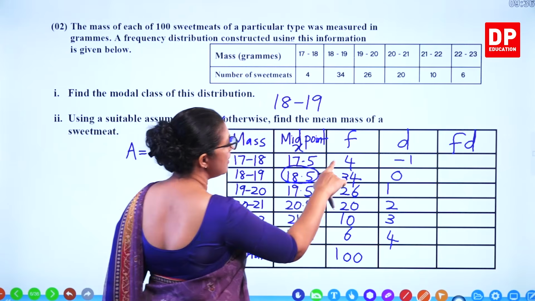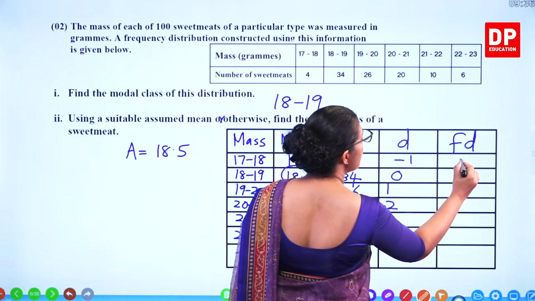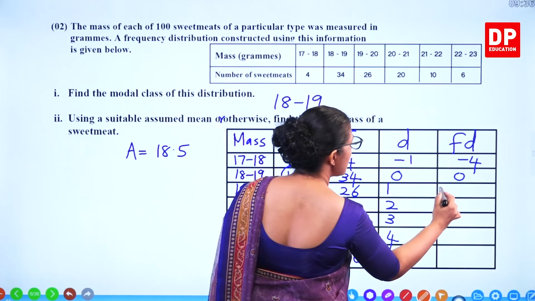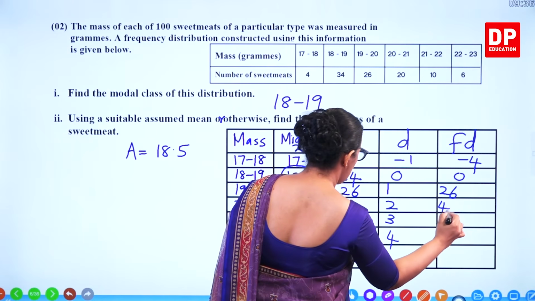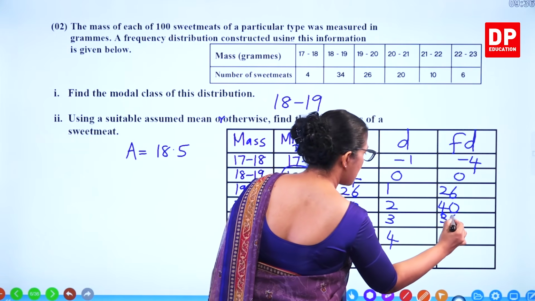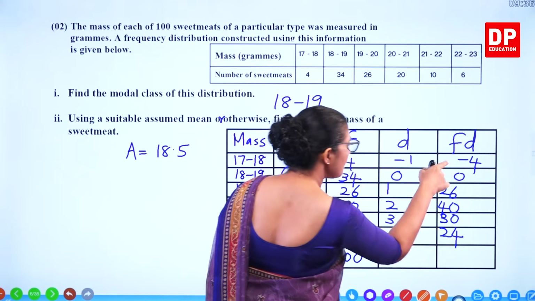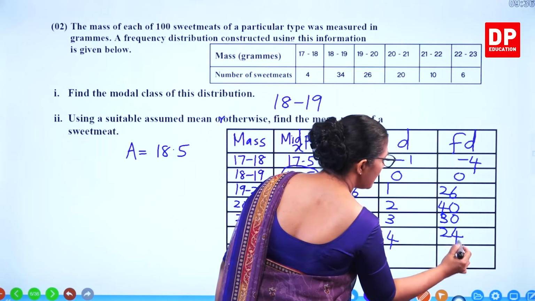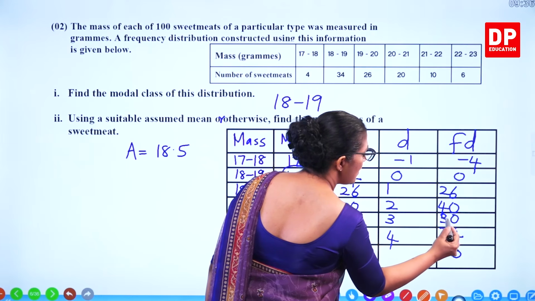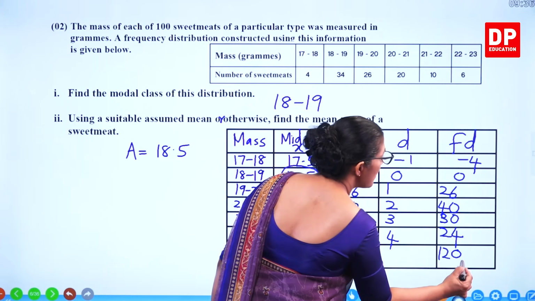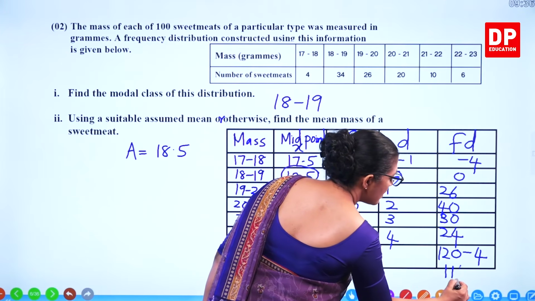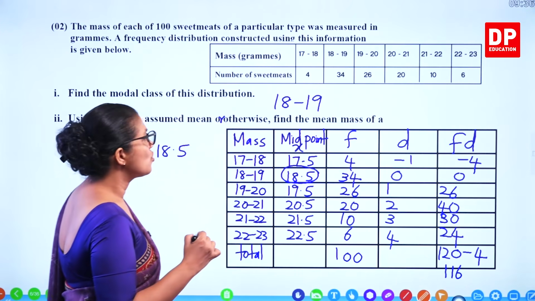Now multiply. 4 times minus 1, minus 4. 0. 26. 40. 30. 24. And find out the positive values. So 10, 3, 7, 10, 12, 120 and minus 4. You get 116 is the total.